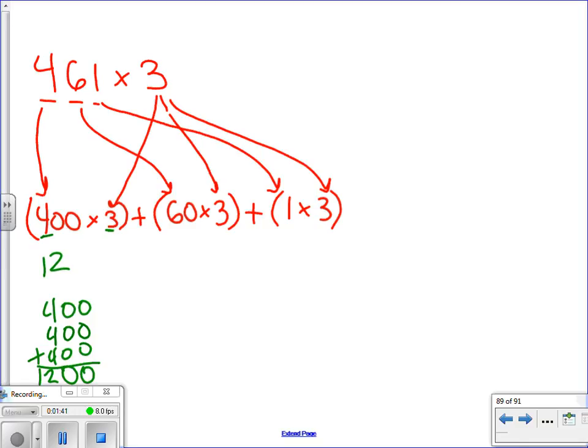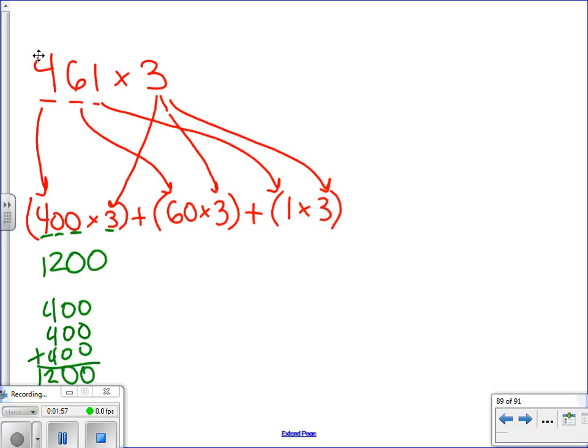So we have to start to recognize that pattern of when there's a 0 in the ones place and a 0 in the tens place in 400, that means our answer is going to have a 0 in the ones place and a 0 in the tens place. And that's just part of understanding mental math.